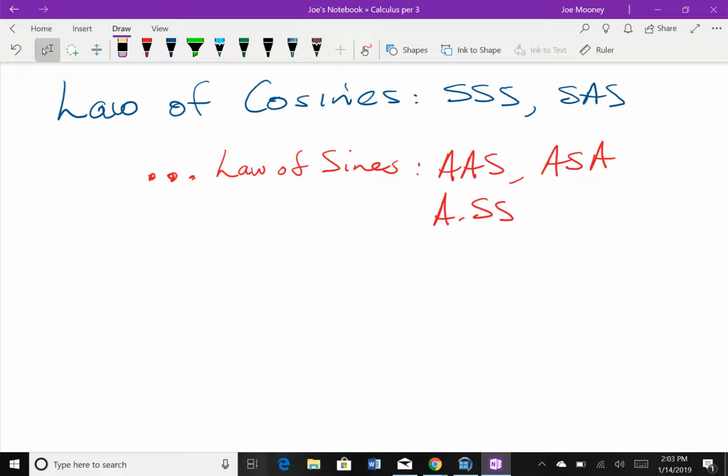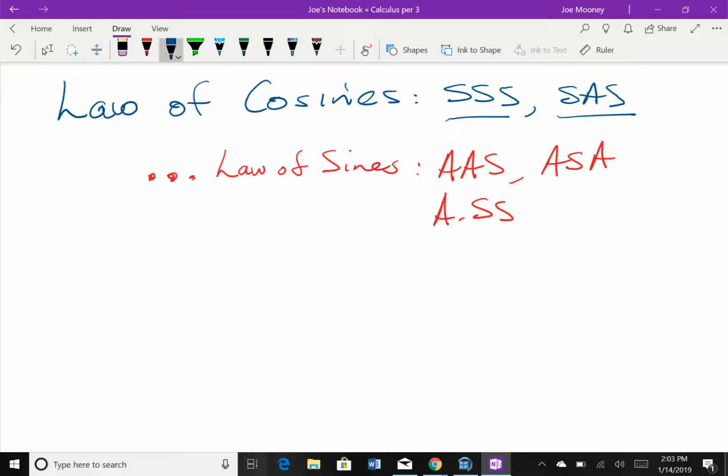All right, we're in law of cosines. So we're going to solve triangles now, non-right triangles, using law of cosines. You use law of cosines when you are presented with a side, side, side, or a side angle side situation.